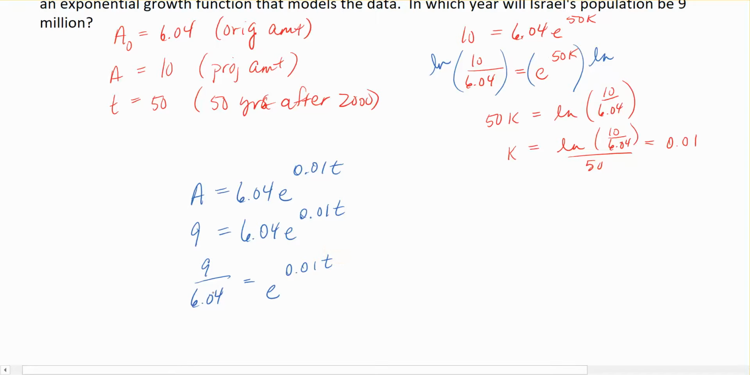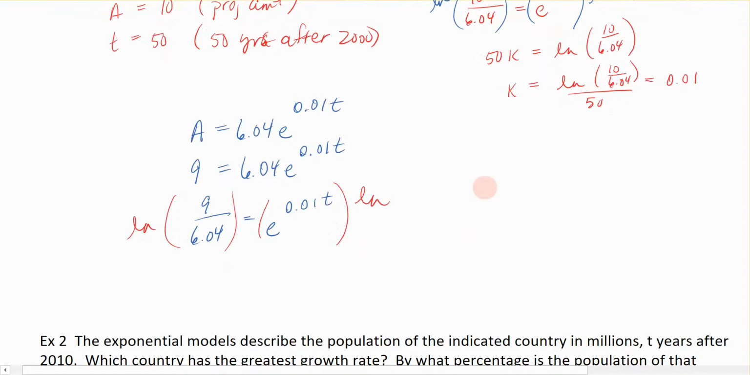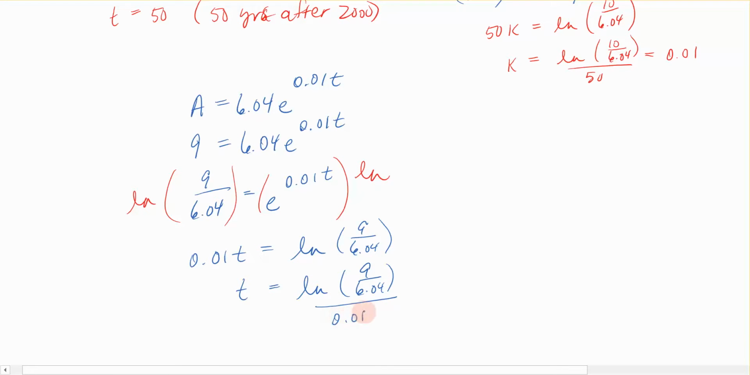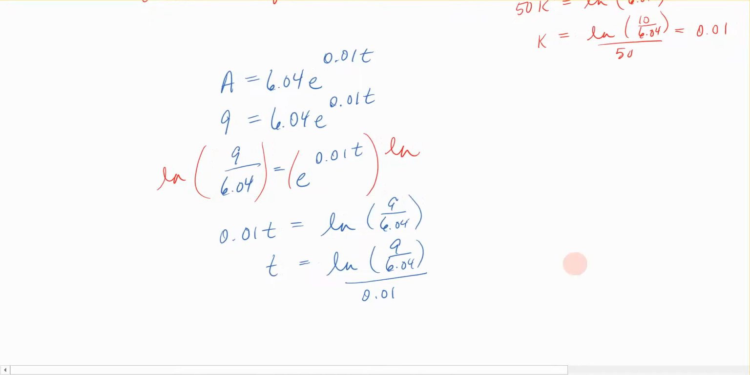Again, I can now take the natural log of both sides. When I take the natural log of both sides, the natural log of e just gives me the exponent. So 0.01t is equal to the natural log of 9 divided by 6.04. And now I'm going to divide both sides by 0.01. So t is equal to the natural log of 9 divided by 6.04, divided by 0.01. And I am going to find out what that value is using my calculator.